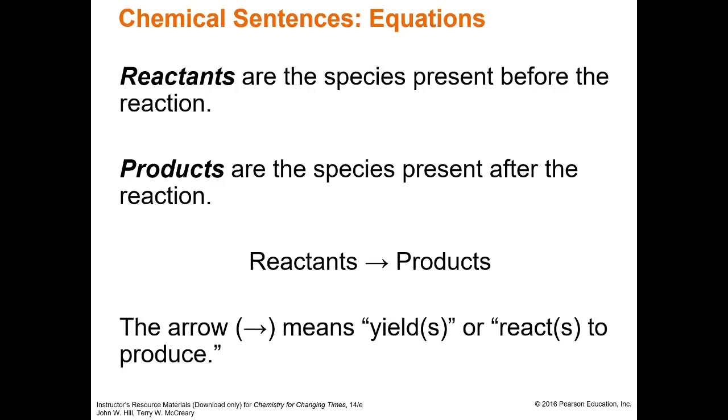So reactants are going to be the species present before the reaction. Products are going to be the species present after the reaction. An easy way to remember this is you produce products, reactants are what you use. So reactants will produce, yield, products. This arrow right here represents a yield, or you can say this is reacts, to form, if you will, or to produce.